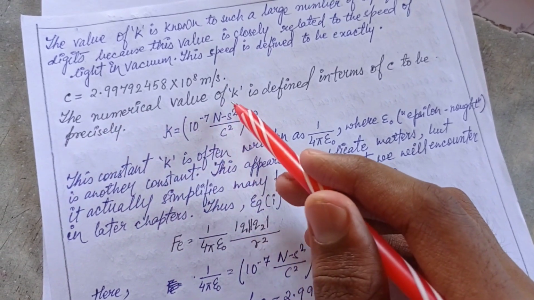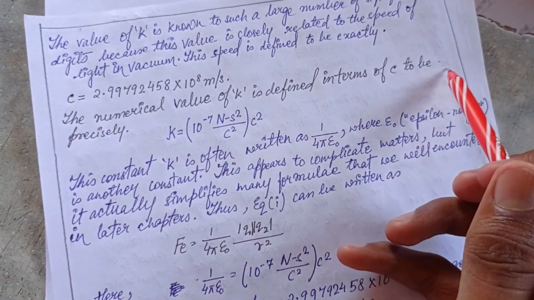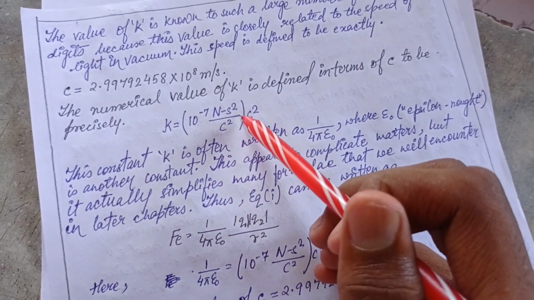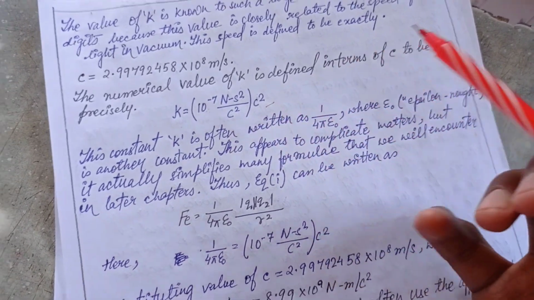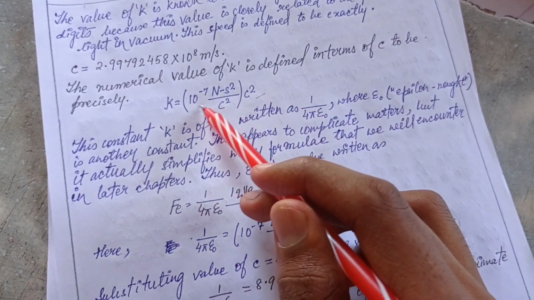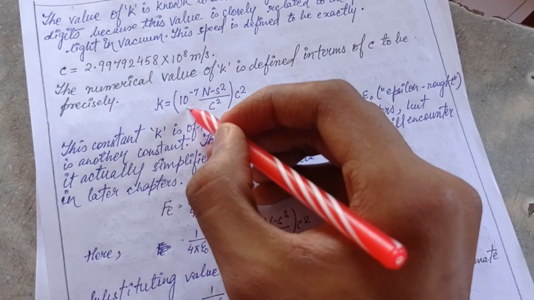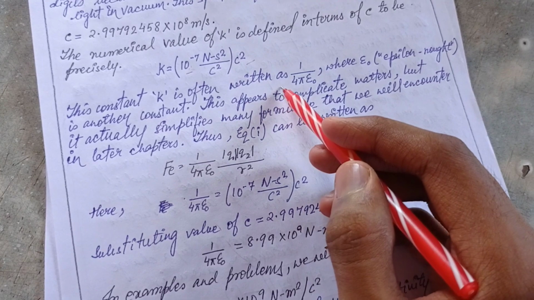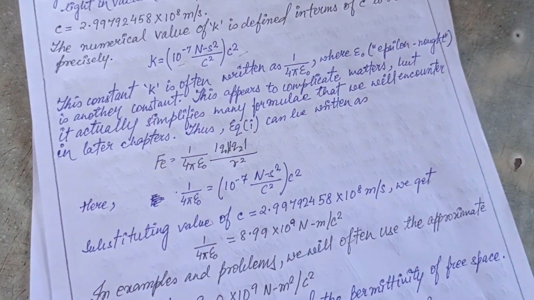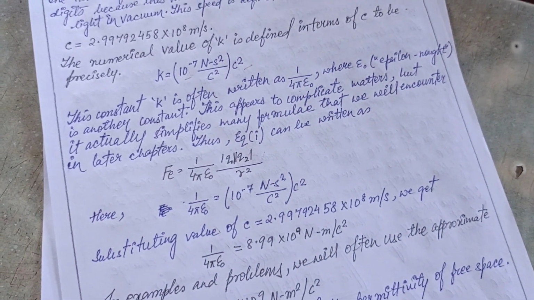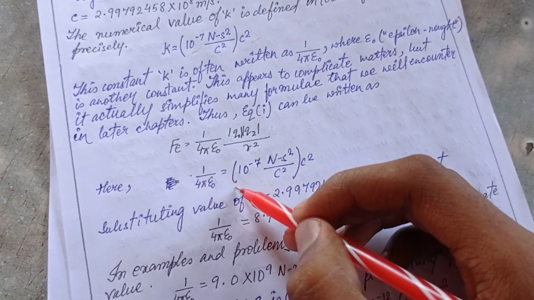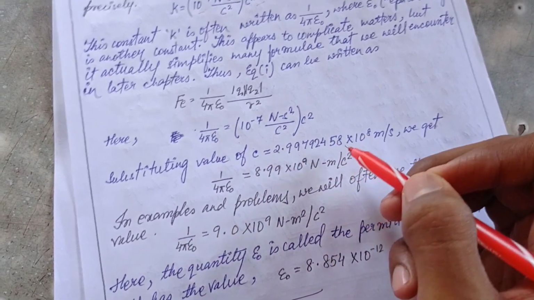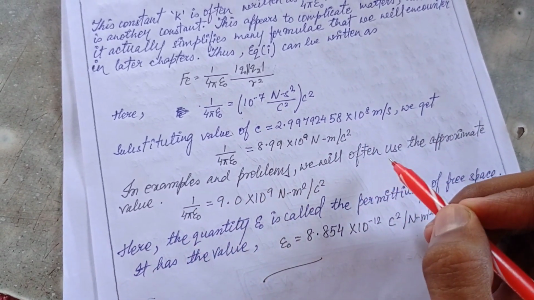The numerical value of k is defined in terms of c to be precisely k equal to 10^-7 Ns²/C², where c is the speed of light. Okay, so 10^-7. This you need to memorize. This constant k is often written as 1 by 4 pi epsilon naught. Substituting the value of c, we get this. These are the things in example problems we will often see.